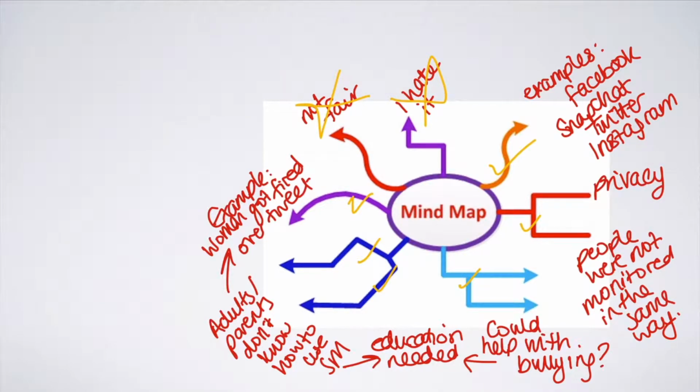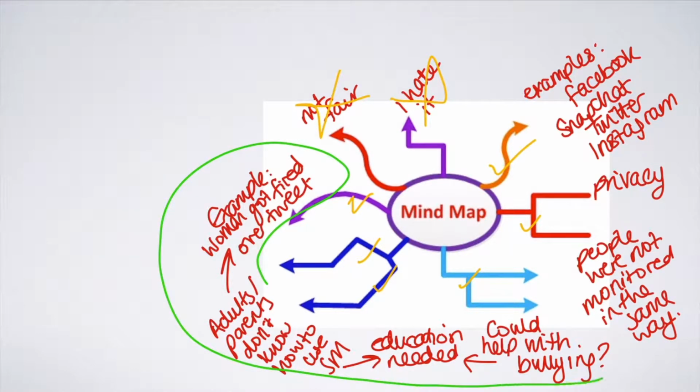So in terms of grouping, what I'm going to do is have a look and see if any of these ideas are similar. And I've already started to do this a little bit with my arrows. So I've said education is needed, and that definitely links with my counter argument that I thought about, this idea of helping with bullying, but also this idea of adults or parents not knowing how to use social media. So this certainly is all one kind of idea here.